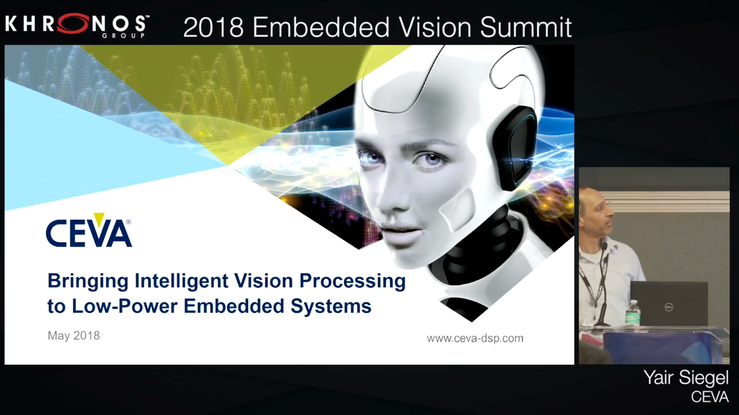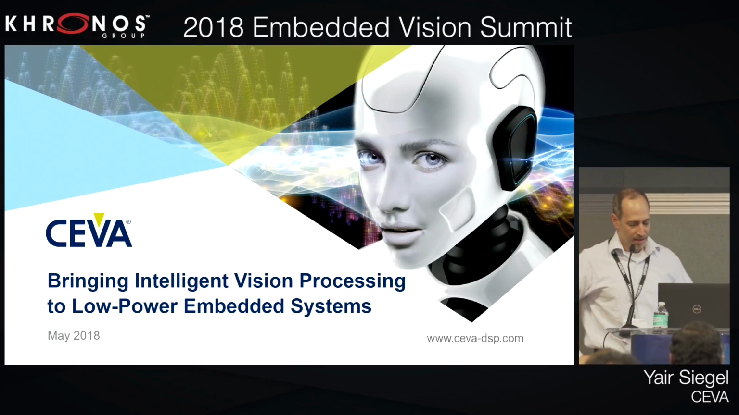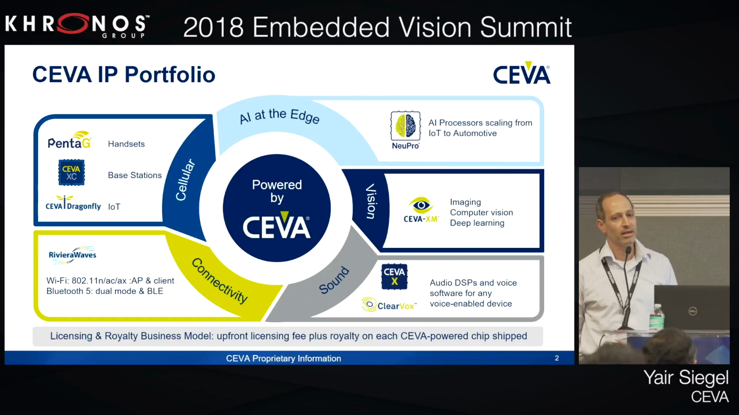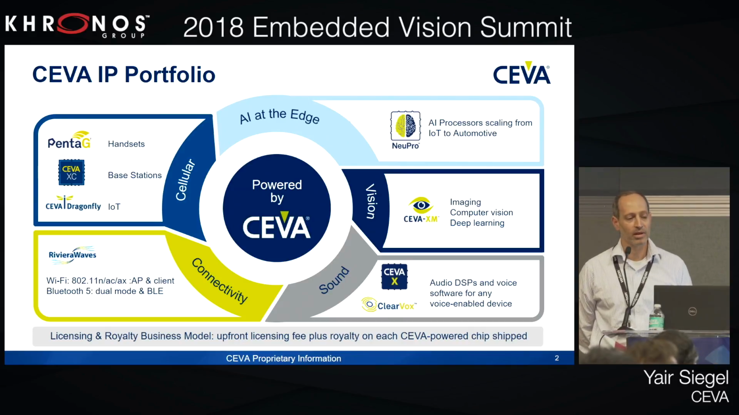Hello. My name is Yair Siegel with CEVA. For those of you who are not familiar with CEVA, we've been licensing IP since 1991. Very successful in the mobile market, and in the last couple of years, since 2011, we've been licensing IP for computer vision and for AI. So we have over 40 design wins. We have already about 4 generations in the market now. The latest one is NeuPro, which is an AI processor, and it also combines support for computer vision as well.